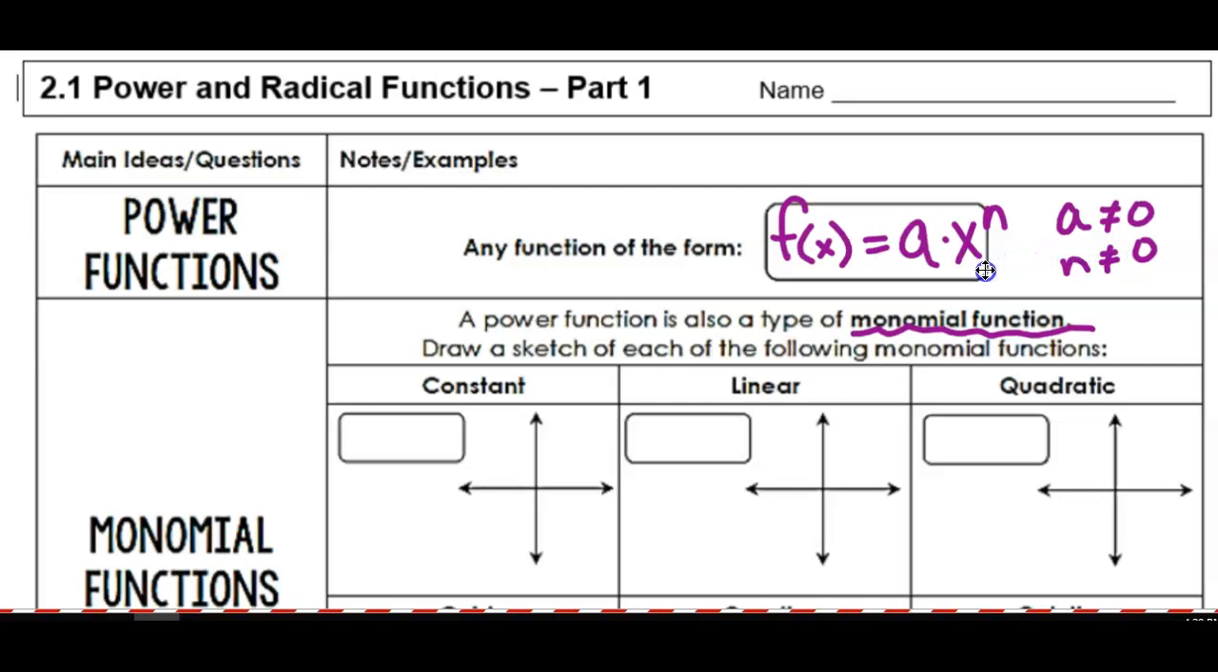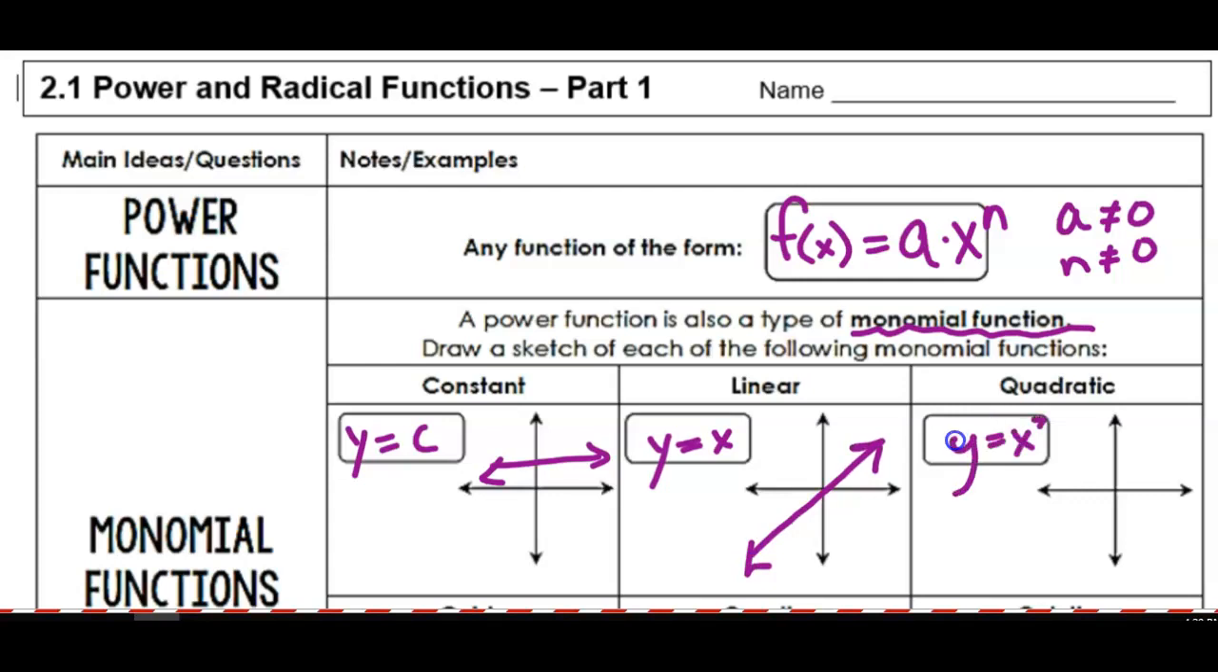So it could be a constant function. I'm kind of confused because wouldn't that mean n had to be 0? Anyway, it just says a monomial function could be, and a constant function would look like this, like y equals c. We're not going to have constant functions anyway. A linear function like y equals x would look like this.